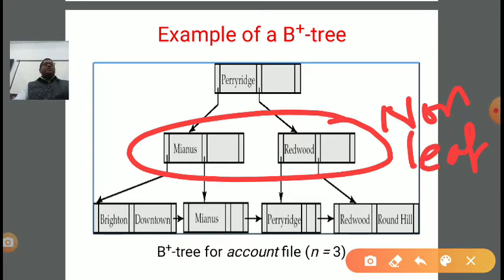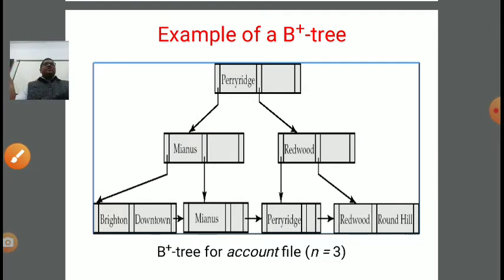Why non-leaf nodes? Because after these nodes there are further nodes available. The node which doesn't have any child is called a leaf node, and the node which doesn't have any parent is called the root node. So in this case, Paris is the root node, and Manus and Redwood, which have a parent node as well as child nodes, are called intermediate or non-leaf nodes. It means the root is also a non-leaf node, right?